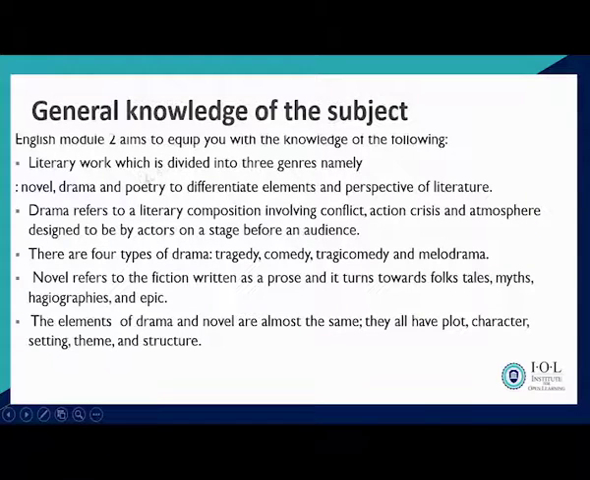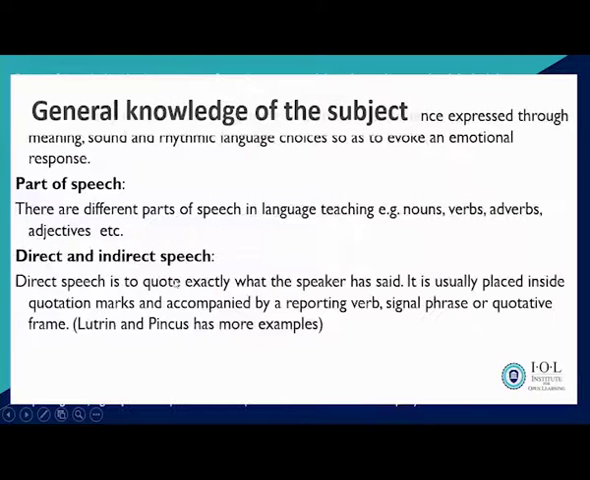I said the book, a red and yellow book, is written by Latin and Pinicus. It's one of the prescribed books. Let's have it and read it. It helps us to understand all this.